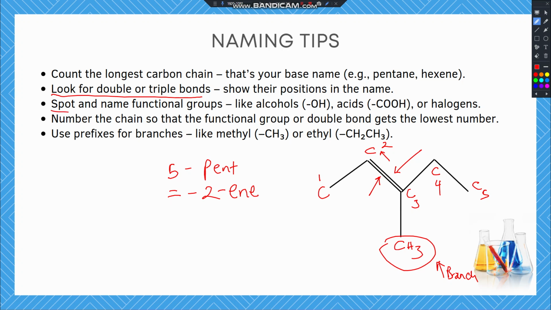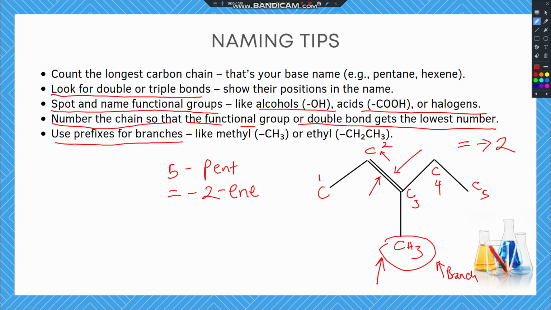Next thing to do is to spot and name functional groups like alcohols, acids, or halogens. Now in this case, we do not have any functional group apart from the double bond and apart from the methyl branch. So next thing to do is to number the chain so that the functional group or double bond gets the lowest number. You saw that we numbered this chain such that the double bond got the number 2. So the next thing is to use prefixes for branches like methyl or ethyl. So let's do them step by step.